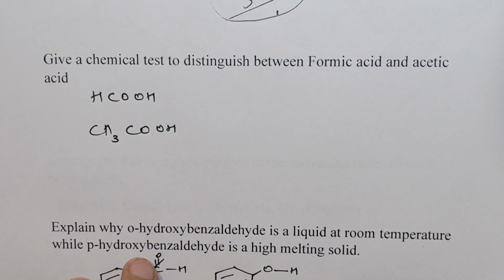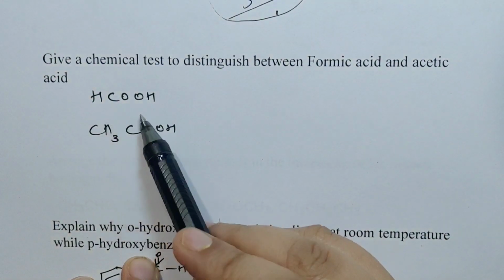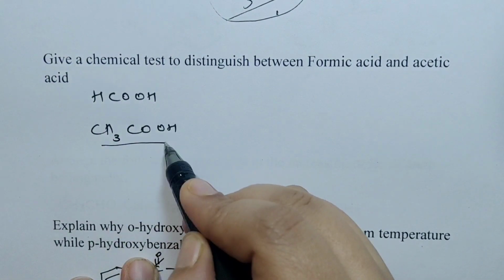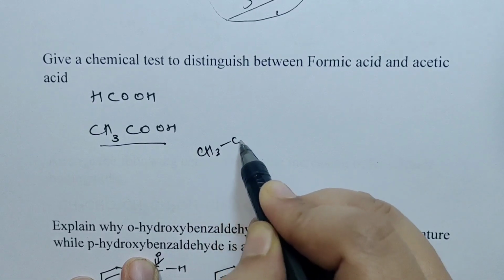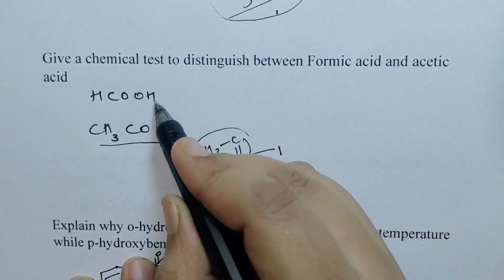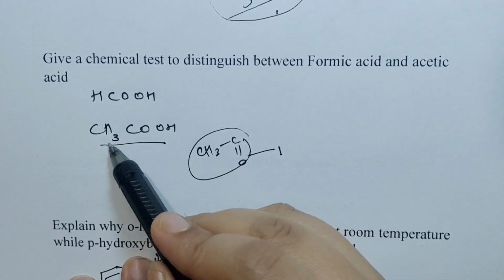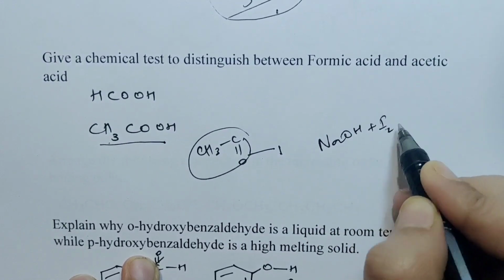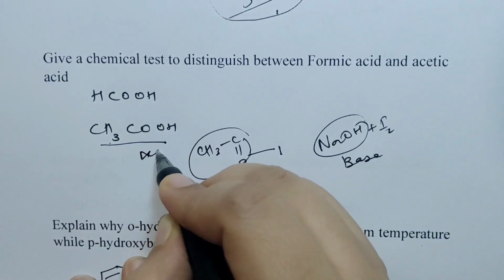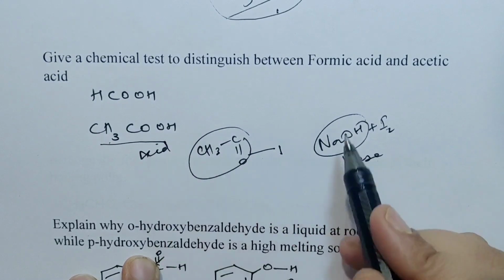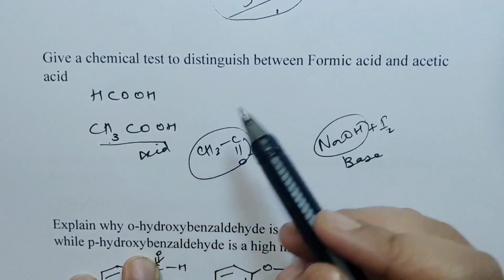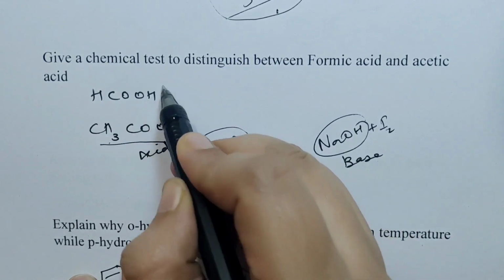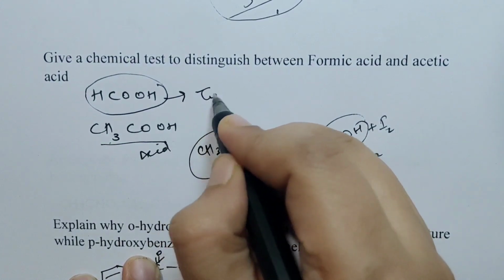Next, a chemical test to distinguish between formic acid and acetic acid. Now here, most students make the mistake of saying that acetic acid, since it has a methyl ketone group, will give iodoform test and this will not. But no. Acetic acid does not give iodoform test because in iodoform test you use NaOH and I2. NaOH is a base. This is an acid. They combine to form salt. So the reaction doesn't proceed. Okay. So what will we use to distinguish between the two? That distinguishing test is that formic acid actually undergoes Tollens test.